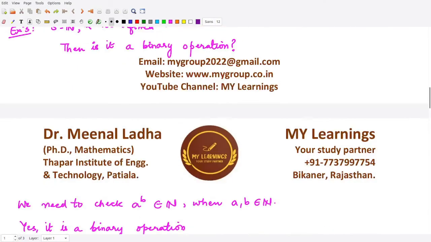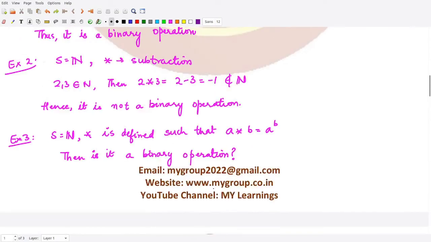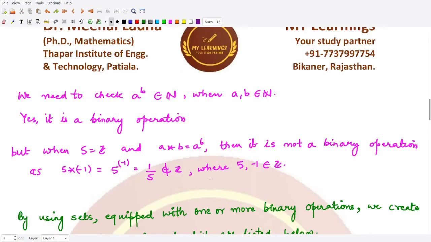Okay, let me continue. In order to check whether it is a binary operation or not, we basically check whether a to the power b belongs to the set of natural numbers when we take both a and b from the set of natural numbers. So the answer is, it is a binary operation. Why? Because when you take two natural numbers, say 2 to the power 3, what you get is 8, which is again a natural number, and this is true for all the members of the natural numbers. So therefore this is a binary operation.